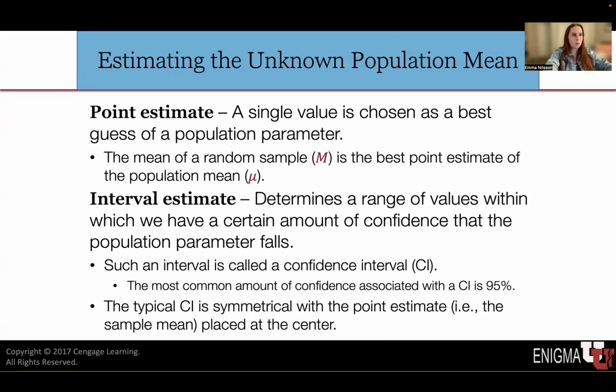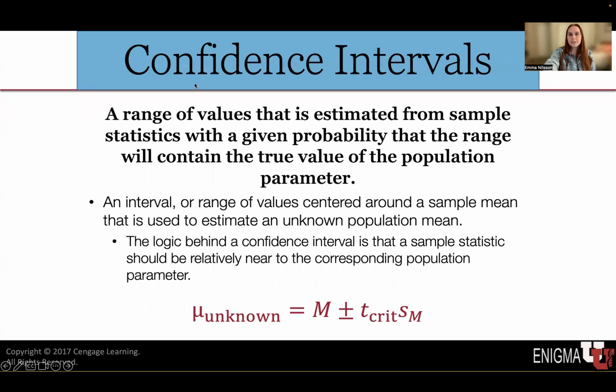So let's look into how we are actually going to use this. So confidence interval, as a review, this is something that we introduced in the last lecture, is a range of values that we are going to estimate from our sample statistics with a given probability that the range that we establish will contain the true value of the population parameter, usually the population mean. That's what it says here. An interval or range of values centered around a sample mean that is used to estimate an unknown population mean. And we talked in our last lecture about what a confidence interval is. We defined it, we introduced it.